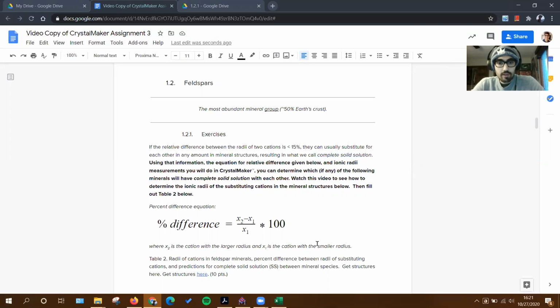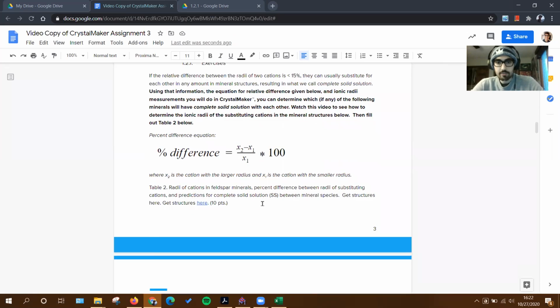One thing we'll need for this section is the equation for percent difference. The percent difference is equal to (x2 minus x1) divided by x1, everything multiplied by 100, where x2 is the larger cation, or the cation with the larger radius, I should say. x1 is the cation with the smaller radius. Simple enough. What cations are we talking about?